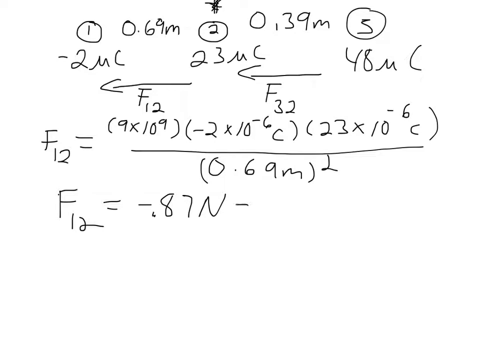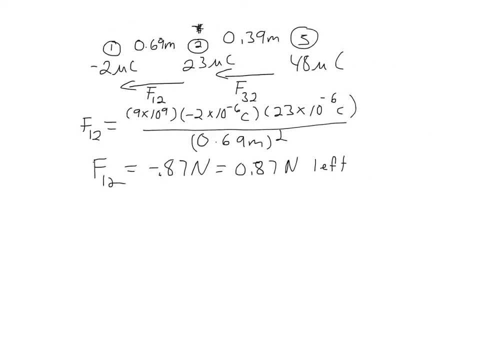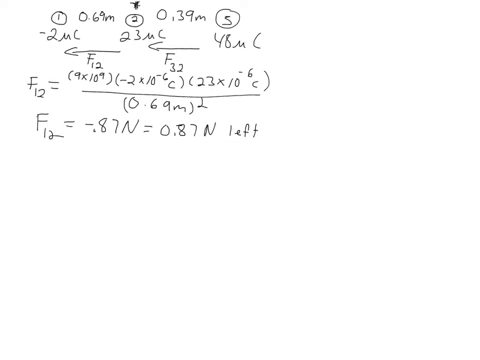Remember, we want to drop that negative and just go with the direction we drew up there earlier. So you're going to say 0.87 newtons left. I'm going to shrink this down. Now we need to find the force of 3 on 2.